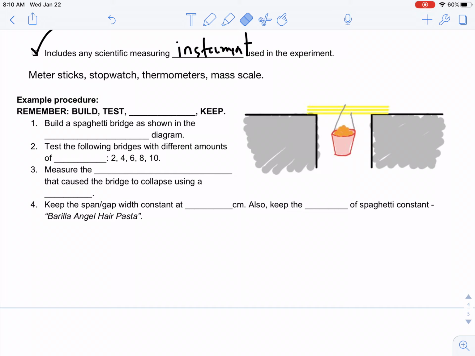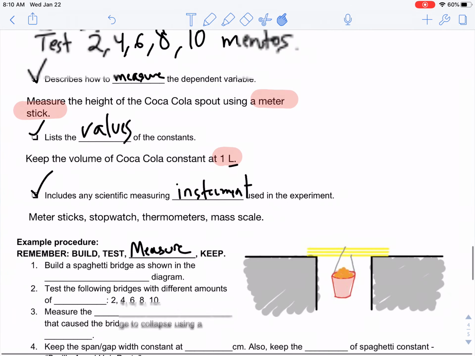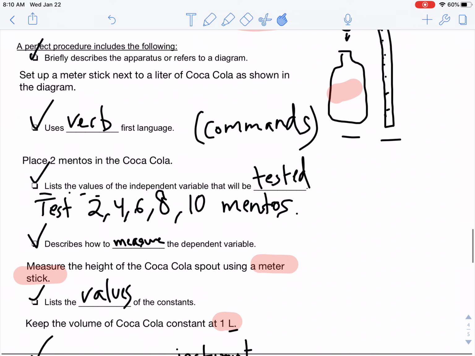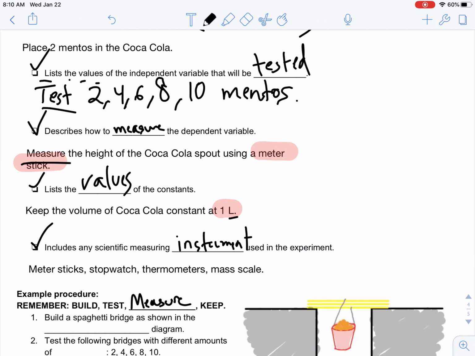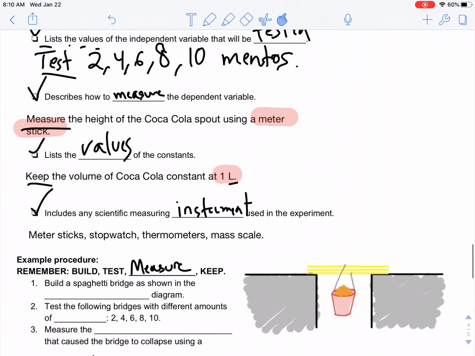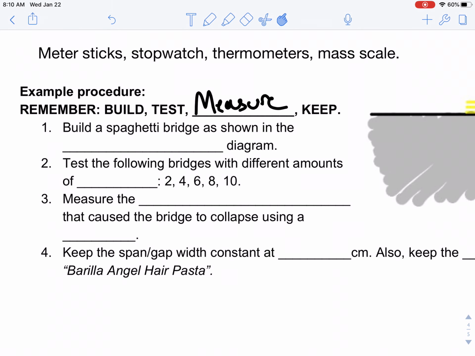Okay. So let's think about our spaghetti bridge experiment, and let's quickly write an example procedure. So let's remember these 4 words: build, test, measure, keep. Build, test, measure, keep. I used set up, but you could say build with the apparatus. Build, test, measure, keep. So they're all in there. And that's going to set up your steps for your procedure. And if you can keep your procedure in under 4 steps, that makes Mr. Riparetti very happy because it's really easy to score.